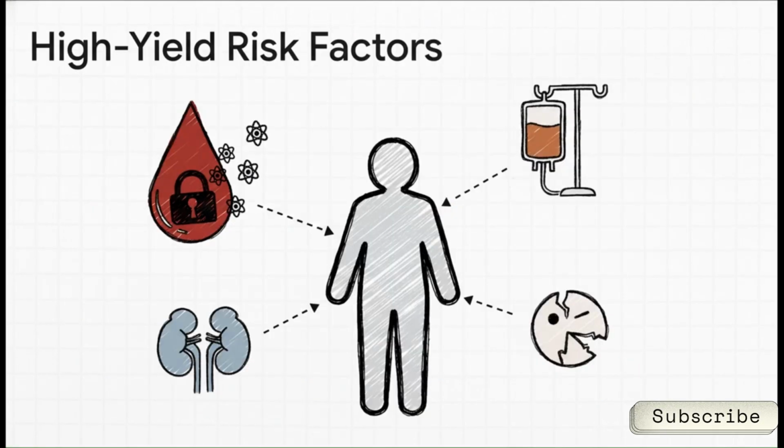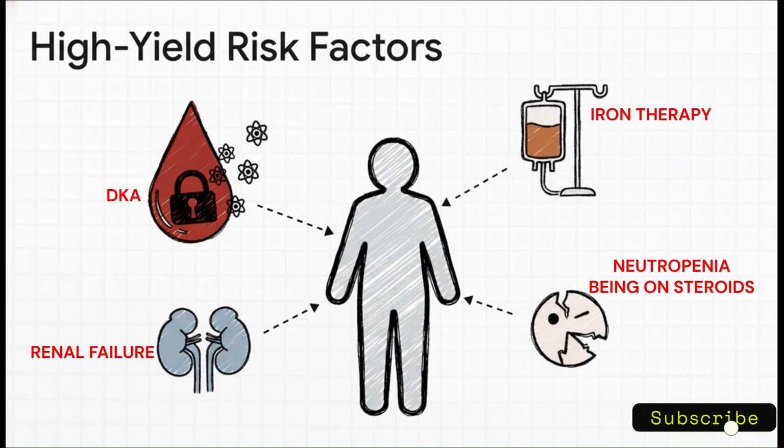And this slide shows you exactly who's at risk. The absolute number one must-know risk factor for mucormycosis is diabetic ketoacidosis, or DKA. So why is that? Well, in the super acidic state of DKA, a protein called transferrin, which usually locks up iron, can't hold on to it anymore. So it releases all this free iron into the blood, and boom, it's a feast for the fungus. Other big risks are things like renal failure, being on iron therapy, or anything that messes with your phagocytes, like neutropenia or being on steroids.